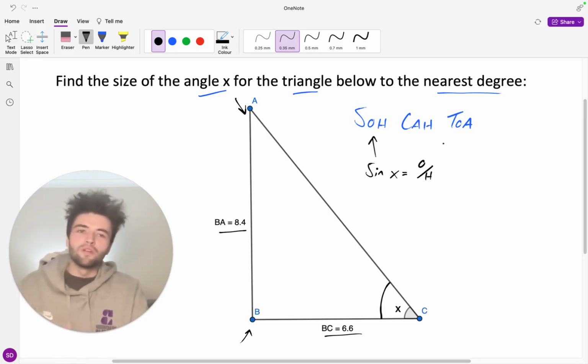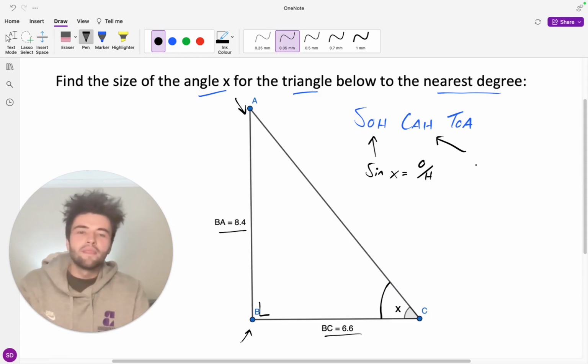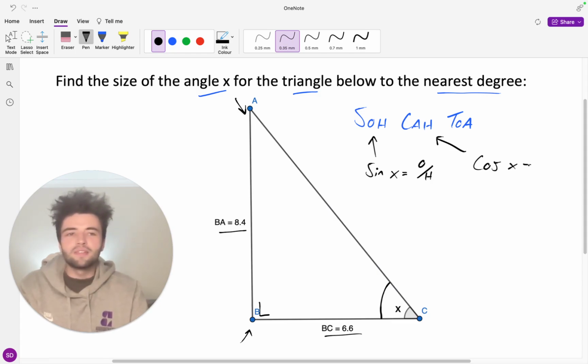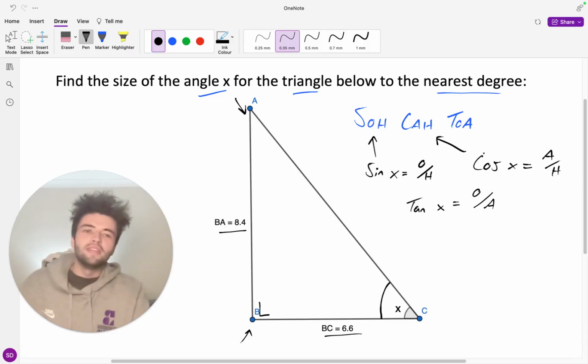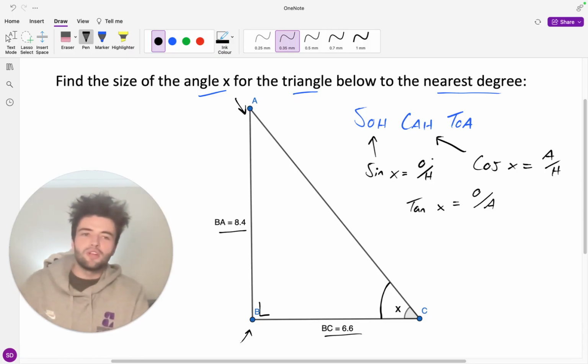It's very important that it's always a right angle triangle, so we can see that the vertex B here has a right angle down in that bottom left corner, which is a crucial aspect of this. And then the CA stands for cos, the cos of the angle x being the adjacent over the hypotenuse, so A over H. And finally for tan, the tan of x is going to be the opposite over the adjacent.